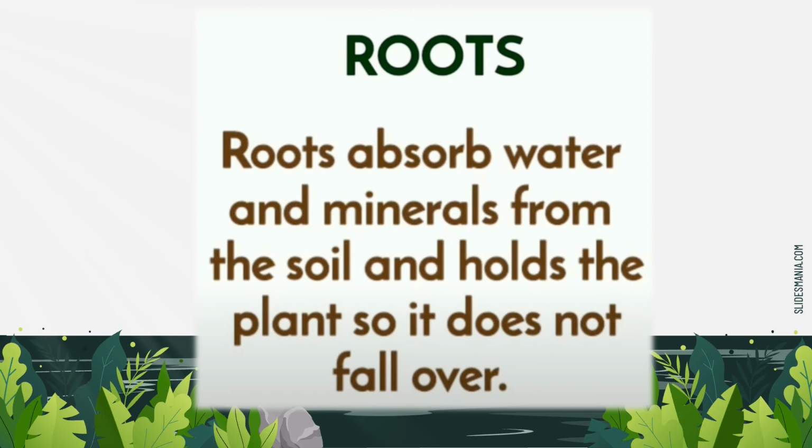Now, what is the job of the root? The root absorbs water and minerals from the soil and holds the plant so it does not fall over. So roots hold the plant firmly to the soil, and pull the water and minerals from the soil and pass it to the stem. And we already saw that the stem takes it over to the leaves. And what did the leaf do? It collected the sunlight and made food, right? And then we saw the flower, which makes seeds and fruit.